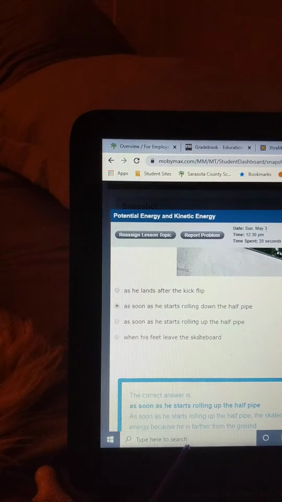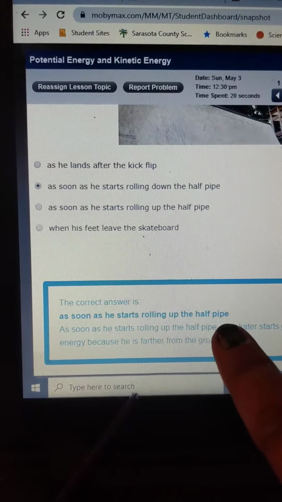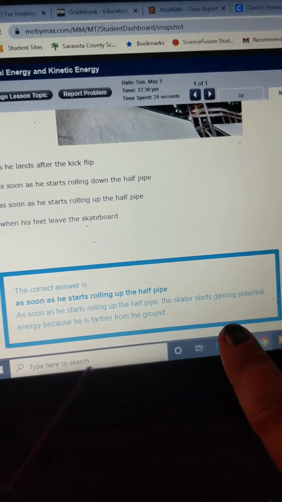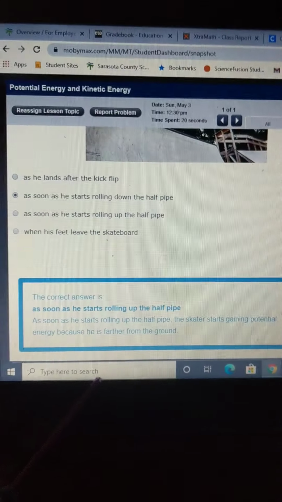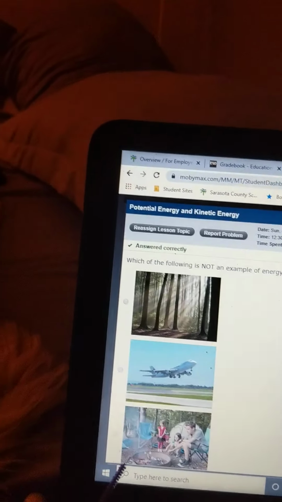But this says the correct answer is as soon as he starts rolling up the half pipe. As soon as he starts rolling up the half pipe, the skater starts gaining potential energy because he is farther from the ground. And a little hint, the farther from the ground you are, the more potential energy you have. I think it's one of your questions for your project. All right, let's look at all the questions.